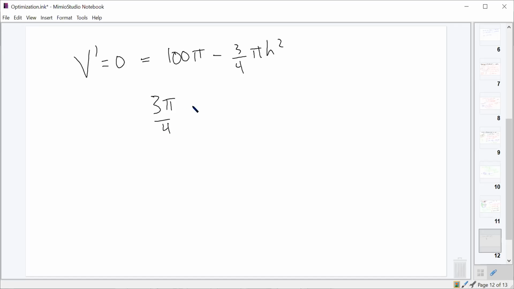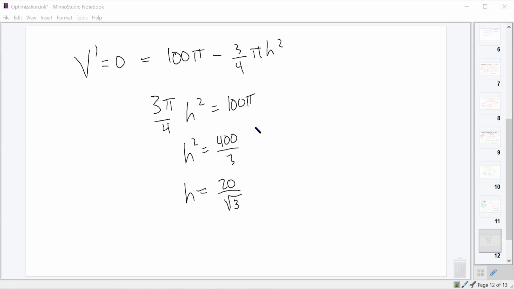3 pi over 4 h squared equals 100 pi. We divide by pi, the pi's cancel. We get h squared equals 400 over 3, or h is plus or minus 20 over root 3, but obviously we're not going to have a height that's a negative 20 over root 3. So we just have height is 20 over root 3. Everybody okay with that so far? Yeah, we're good.